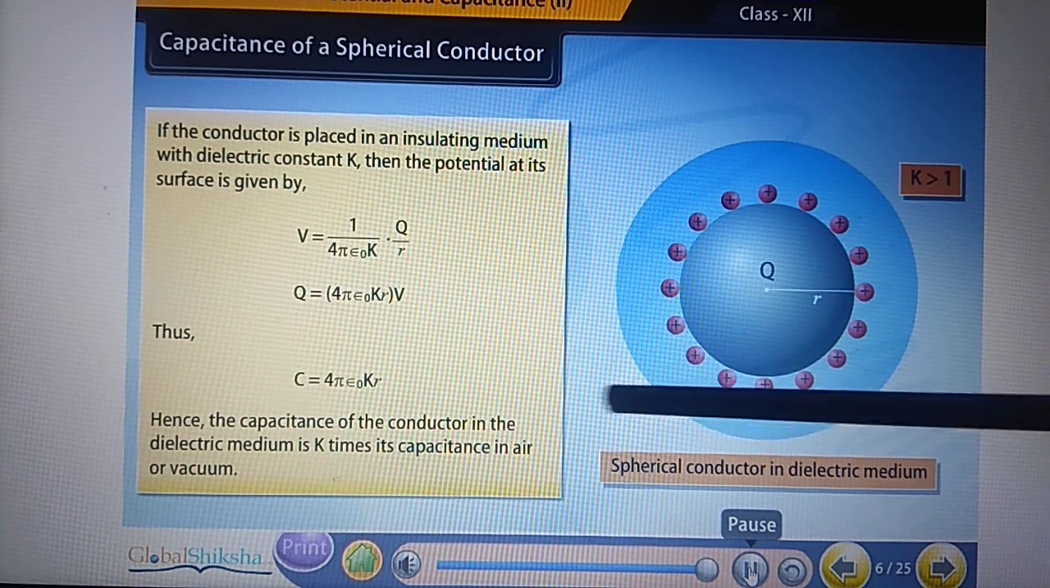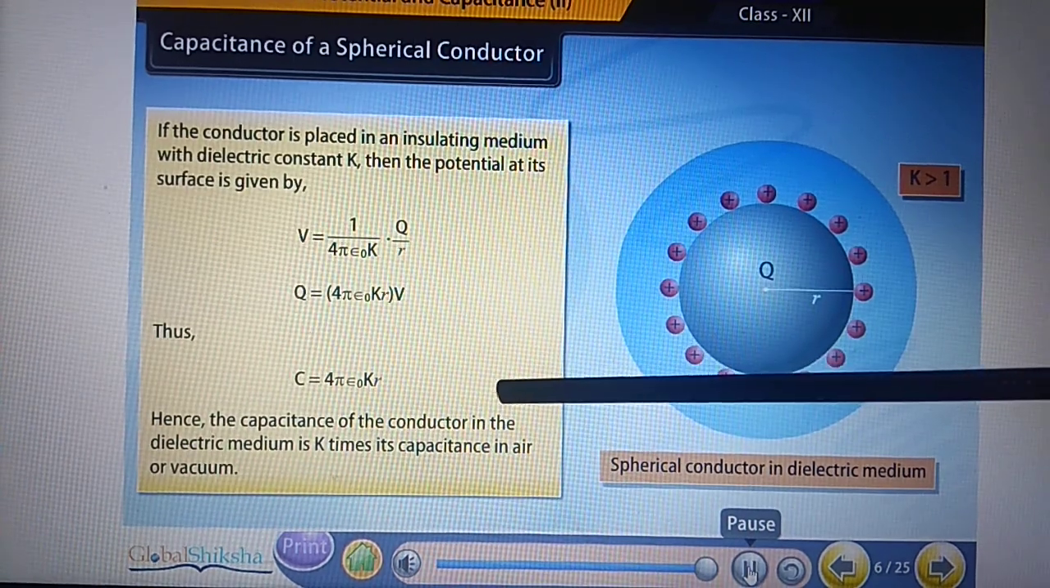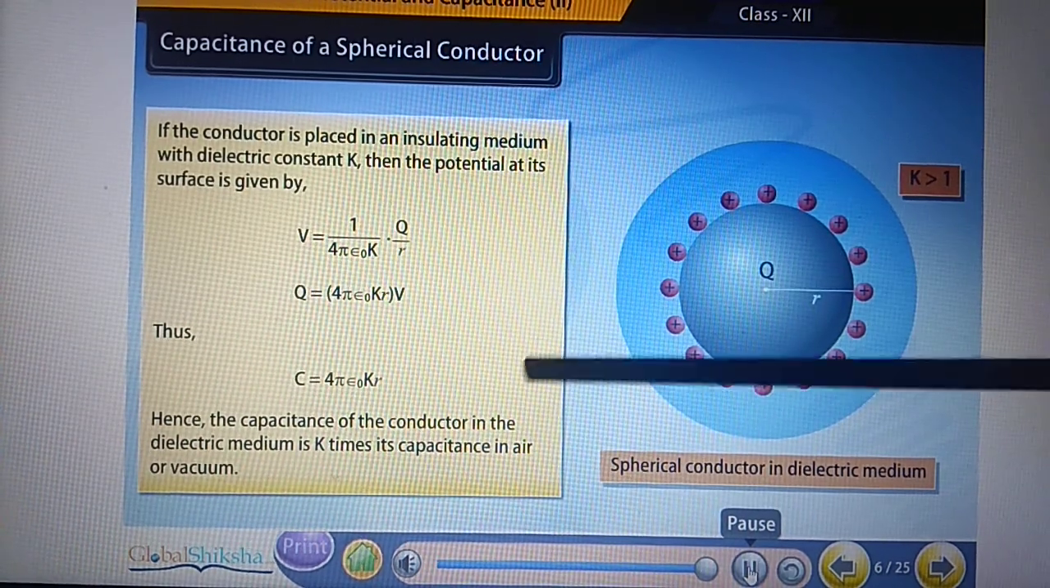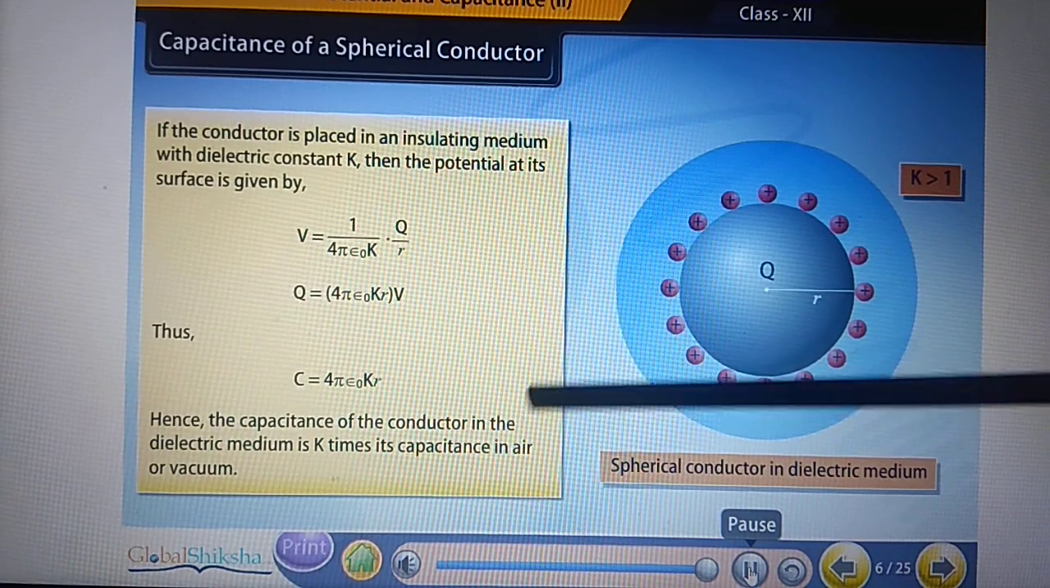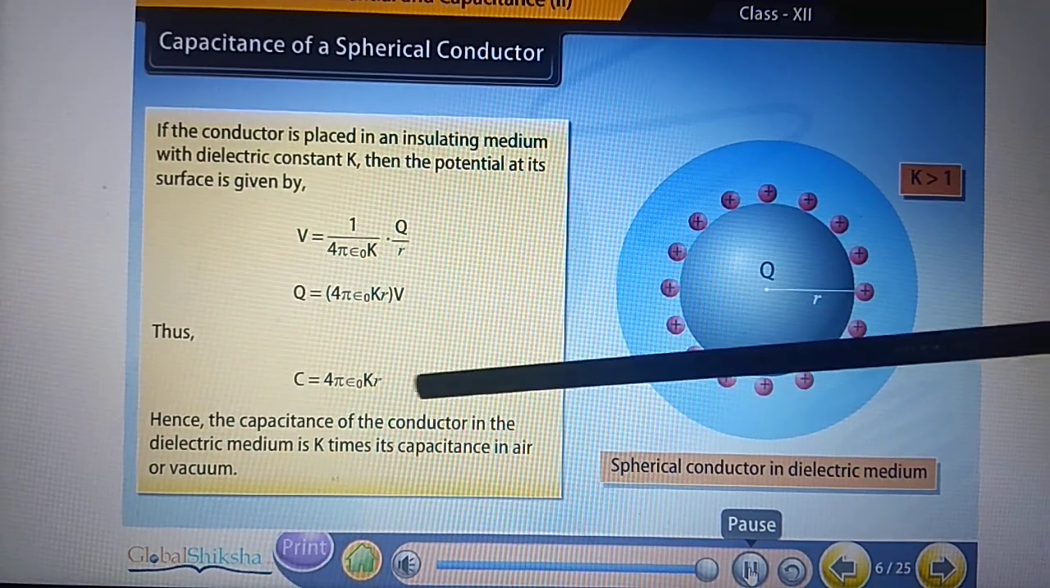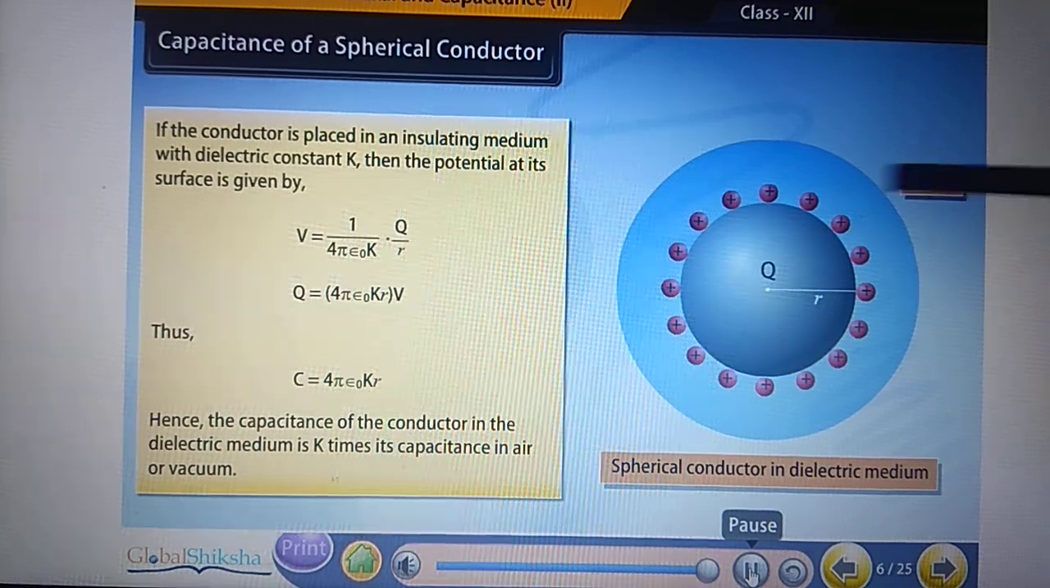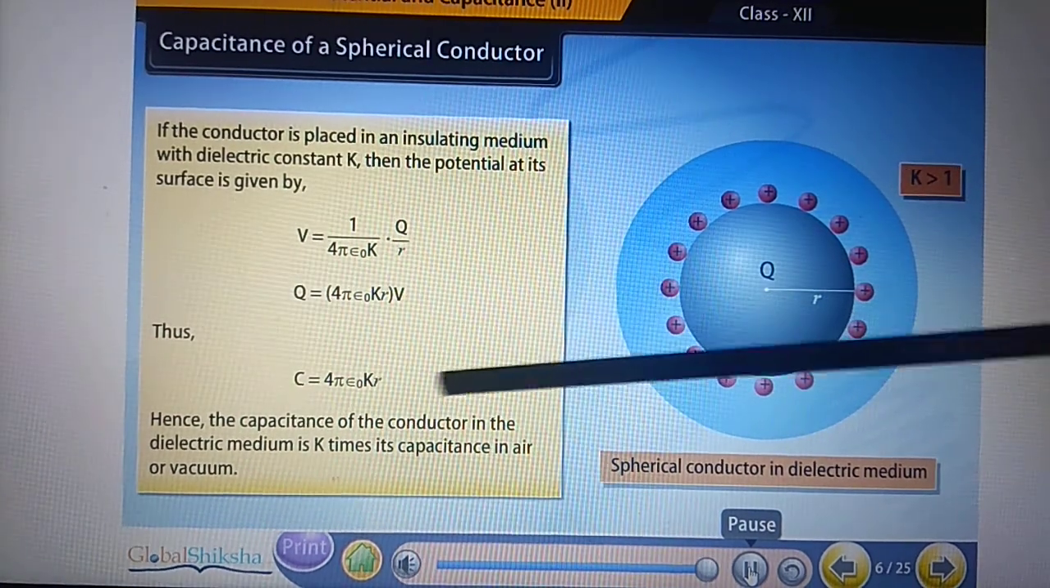So you have to remember this formula also. Capacitance, if the conductor is placed in an insulating medium where K is the dielectric constant, then the relation is C is equal to 4 pi epsilon naught K into R.